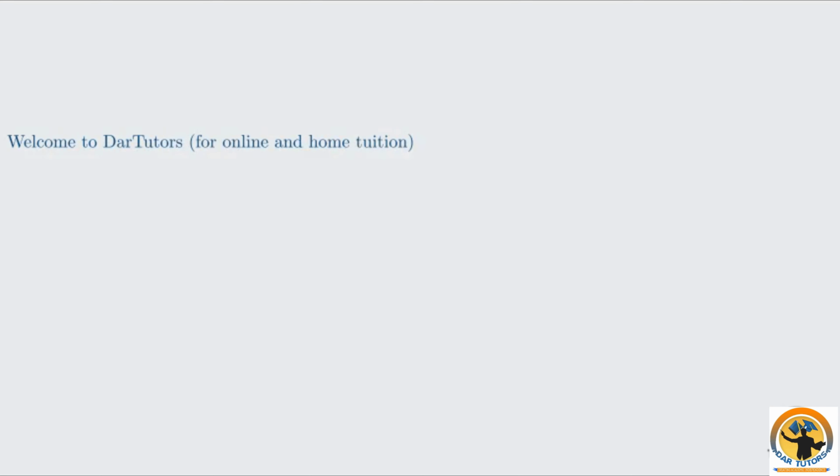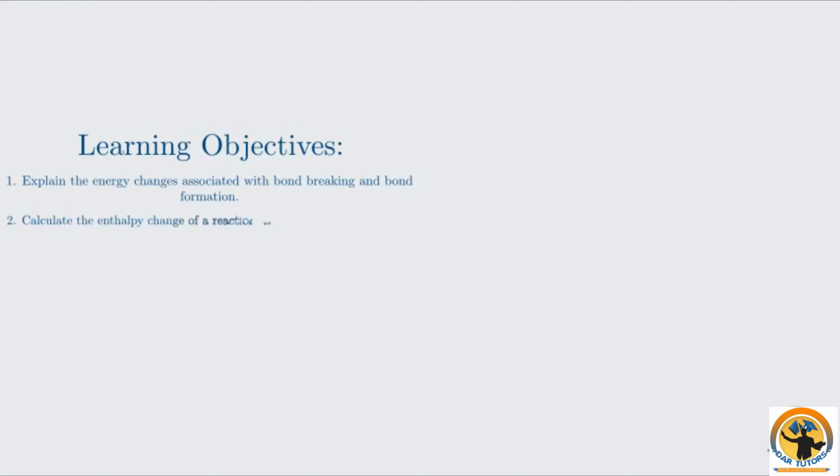Welcome to DAR Tutors. Today, we will explore energy cycles and chemical reactions, a fundamental concept in IB chemistry higher level. By the end of this lesson, you will be able to explain how energy is absorbed when bonds break and released when bonds form, calculate enthalpy changes using average bond enthalpy data, and apply Hess's law in the context of bond enthalpies. These are essential skills for solving complex thermodynamic problems in the IB syllabus.